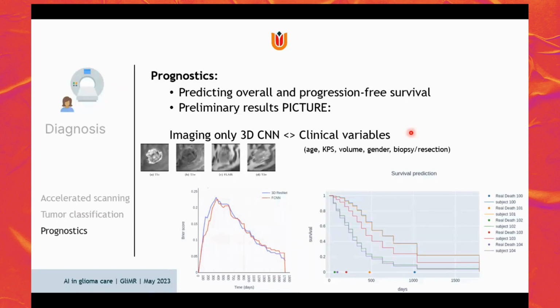Shown here are some preliminary results where, using a 3D convolutional neural network with only the tumor area as input, we can get about the same accuracy as using all of the clinical variables, but with imaging and none of the clinical variables. So hopefully by combining these clinical variables and perhaps using a slightly more advanced model, we'll be able to further improve on this.